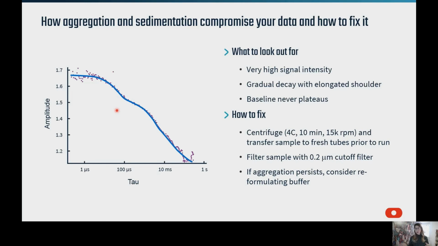So some things to fix aggregation and sedimentation is to centrifuge your samples and then transfer those samples to a fresh tube prior to running your DLS experiments. You can also filter your samples with a 0.2 micron cutoff filter. This is going to be dependent on the type of experiments you're running though. So if you're specifically trying to see if there is aggregation in your samples, then you wouldn't want to filter them. And if aggregation persists, then you would want to consider reformulating your buffer since it's not ideal for this particular candidate molecule.